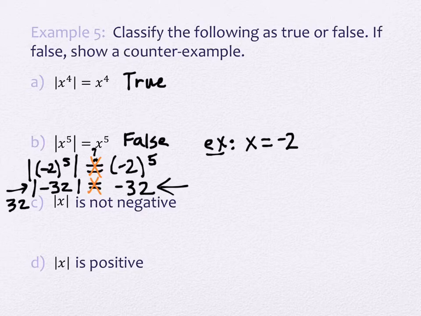What's the difference between A and B? Why did one of them work and the other one didn't? Even and odd, right? It's how many times I'm multiplying something by itself. If you multiply something by itself an even number of times, everything becomes positive. And if you multiply something by itself an odd number of times, it takes whatever sign you started with. If it was positive, it stays positive. If it was negative, it stays negative.